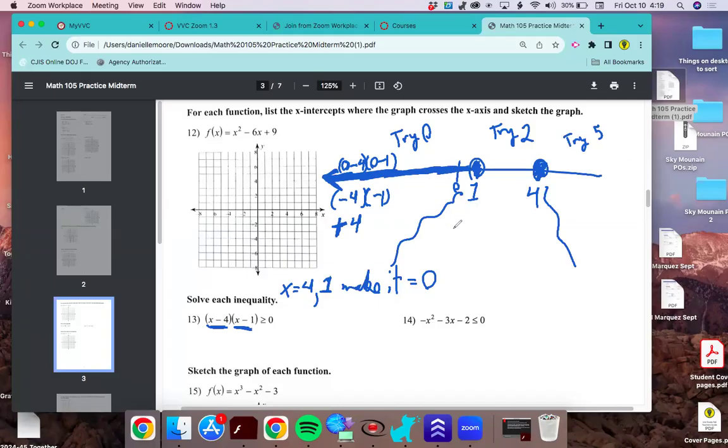So if we try a 2, just plugging into this inequality, 2 minus 4, and then 2 minus 1, and see how that goes. 2 minus 4 is -2. This is telling because 2 will be smaller than the 4, but bigger than the 1. 2 minus 1, though, is positive still, that's +1. So we have a negative times a positive here, and so that's going to be negative.